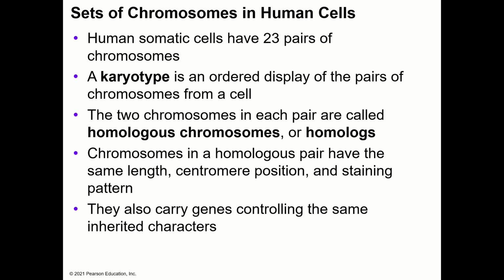Sets of chromosomes in human cells. Human somatic cells have 23 pairs of chromosomes. A karyotype is an ordered display of the pairs of chromosomes from a cell. The two chromosomes in each pair are called homologous chromosomes, or homologs. Chromosomes in a homologous pair have the same length, centromere position, and staining pattern. They also carry genes controlling the same inherited characters.